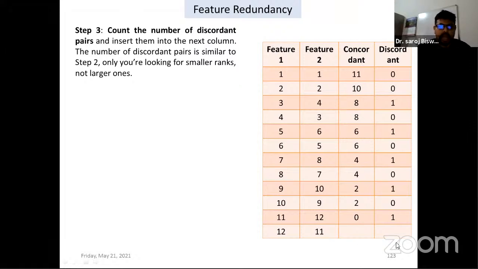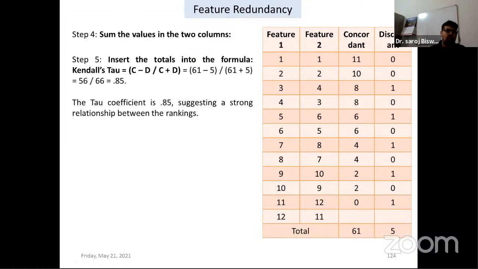So now we have got up to step number 3, and we are looking at step number 4. Step number 4 says to sum the values in the column. So column-wise, find the sum. If you find the sum of the concordant, it becomes 61. The sum of the discordant is 5 only. Now insert the totals into the formula.